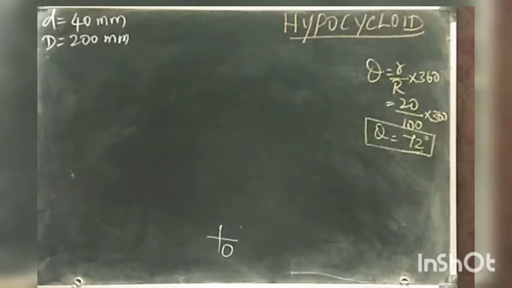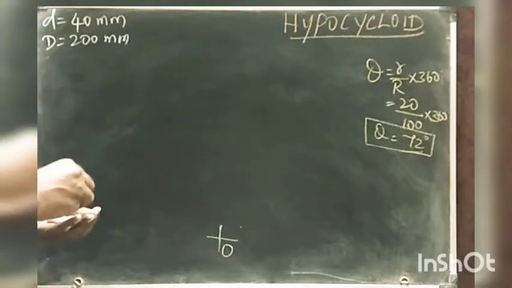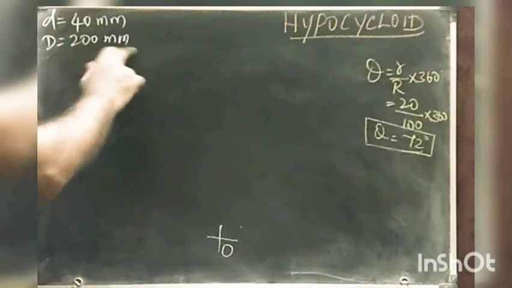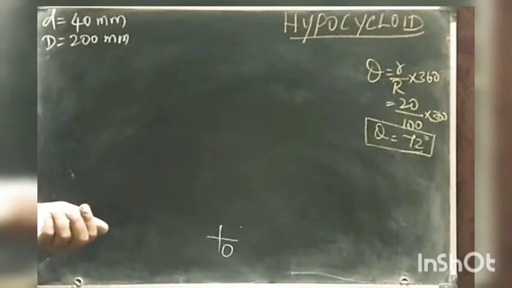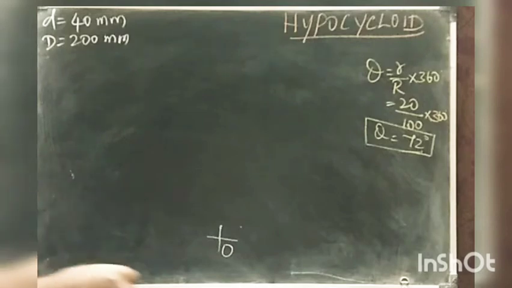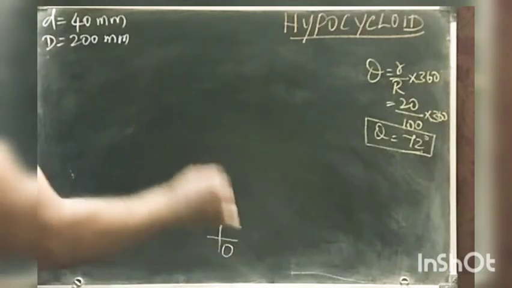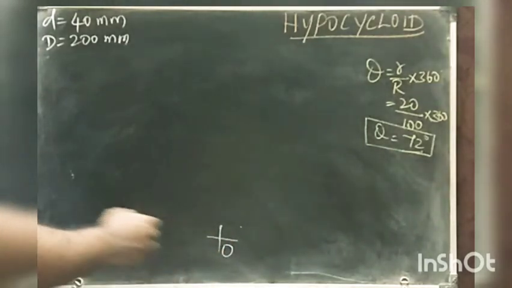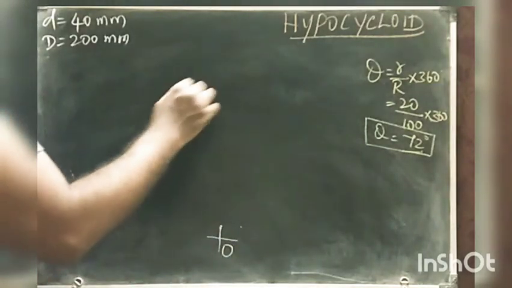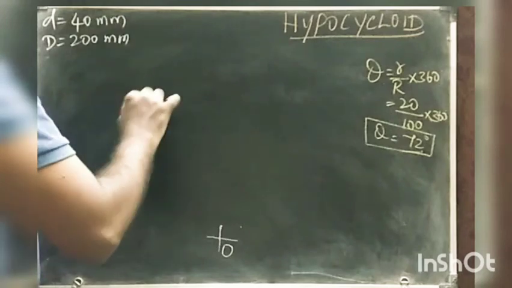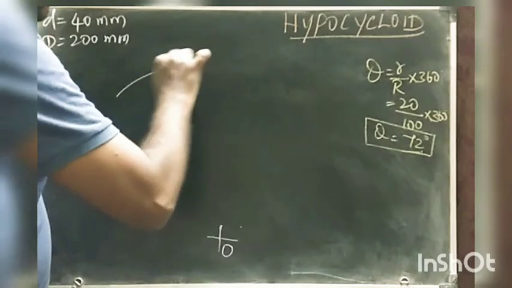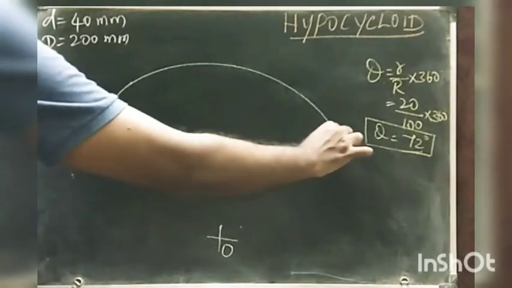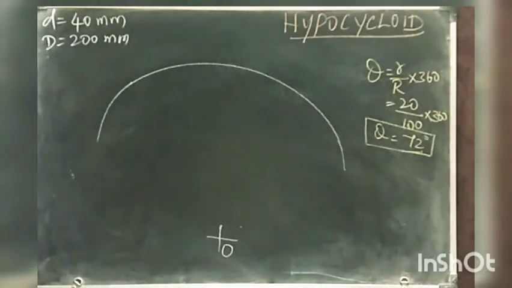Now I am going to draw two lines. Before drawing the two lines, first draw the base circle. What is the base circle diameter given? Its diameter is 200, so we need to take the radius as 100 mm. Place your compass here and draw an arc at a radius of 100 mm. So this is the major region we are going to get.